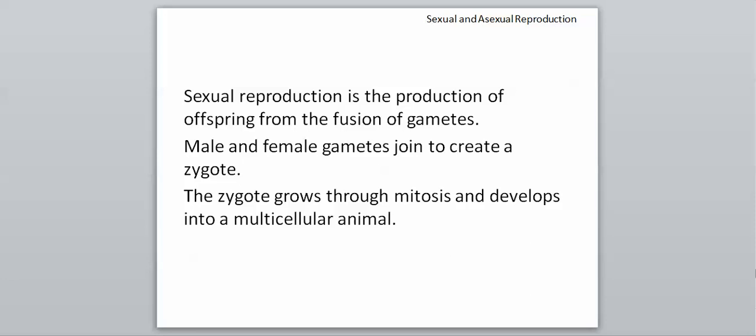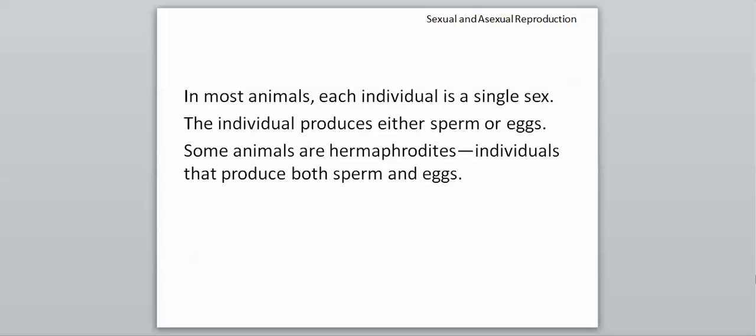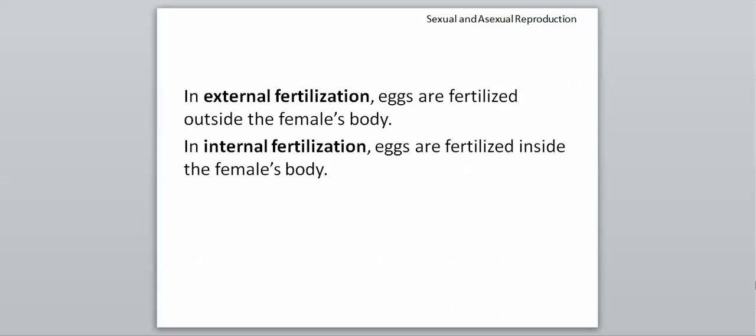Again, this is our review. Male and female gametes join to create a zygote. Then the zygote goes through mitosis and develops into our multicellular animals. In most animals, each individual is a single sex, so they're either male or female, and therefore they either produce sperm or eggs. However, there are some animals which we know as hermaphrodites, which we've talked about before as well, which are individuals that produce both sperm and eggs.